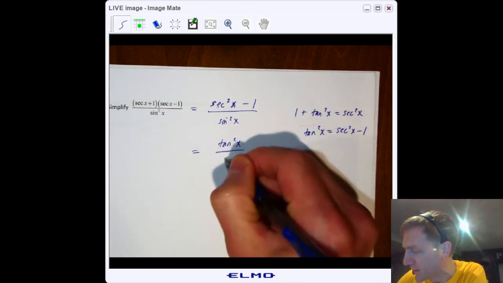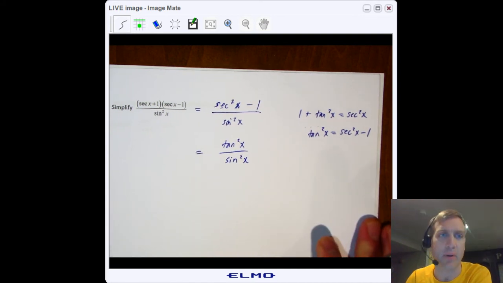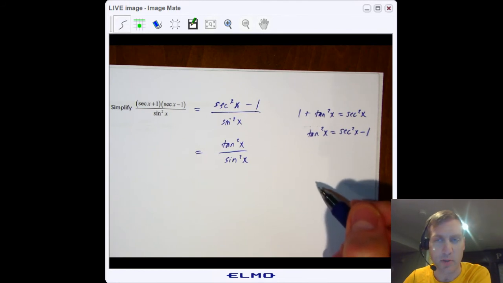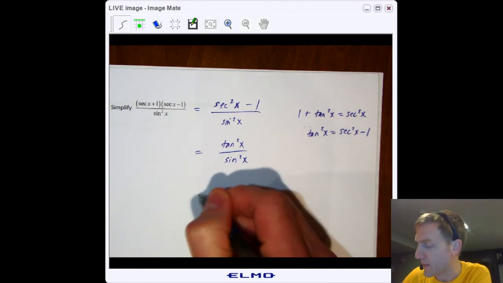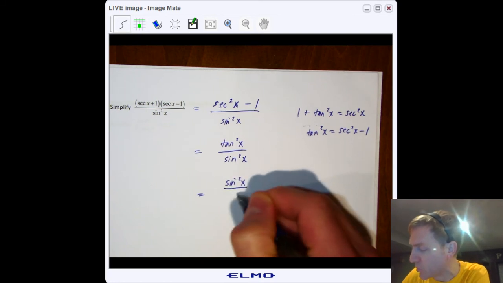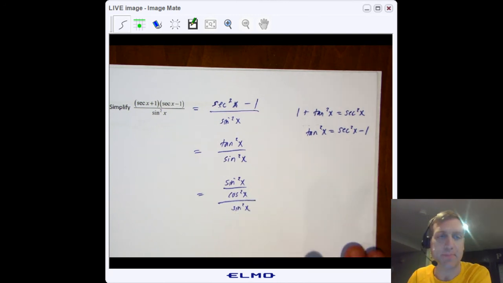So I have tangent squared x over sine squared x. Okay, a little bit better. I got rid of the minus 1, but I still have two different trig functions here, tangent squared over sine squared. What can I do? Well, let's see, I mentioned before, I can write tangent as sine over cosine. Tangent squared is sine squared over cosine squared, and that is all divided by sine squared x.